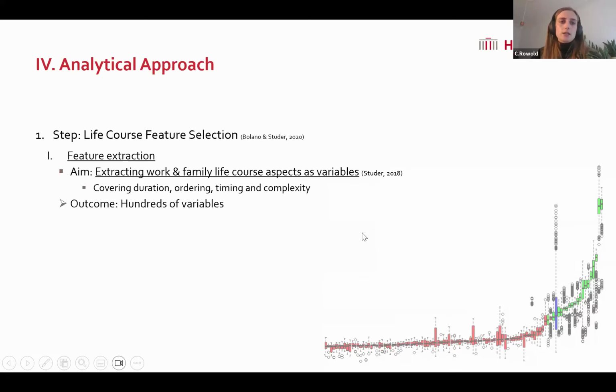Okay, the analytical approach. The first step, again, is the life course feature selection, more or less recently suggested by Danilo Bolano and Matthias Studer. First, here I basically automatically extract the work and family life course aspects as variables. In this case, this covers duration, ordering, time, and complexity, so the life course aspects I've discussed. But you can even include some more or different operationalizations of these. This is again automatic in our package, so it's pretty straightforward. The outcome are then literally hundreds of variables.